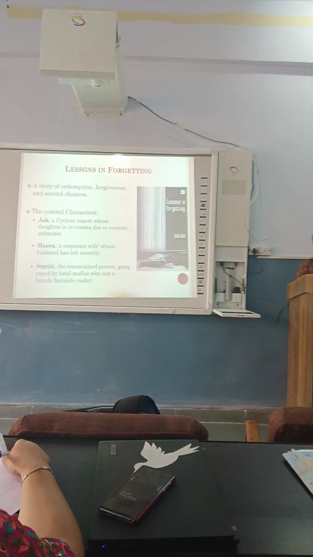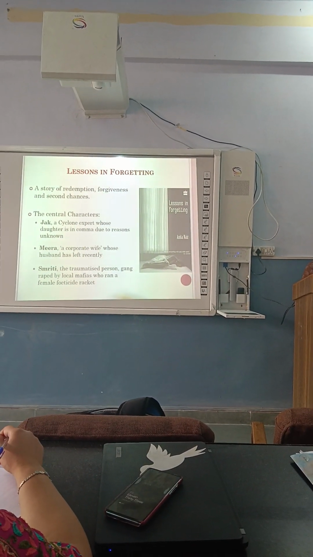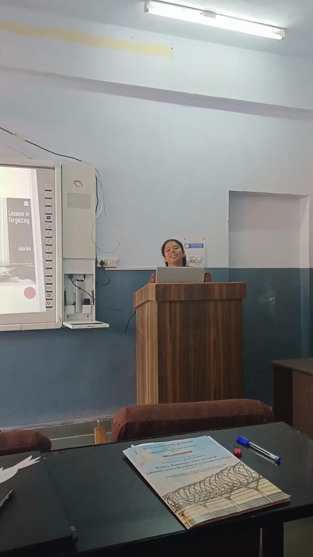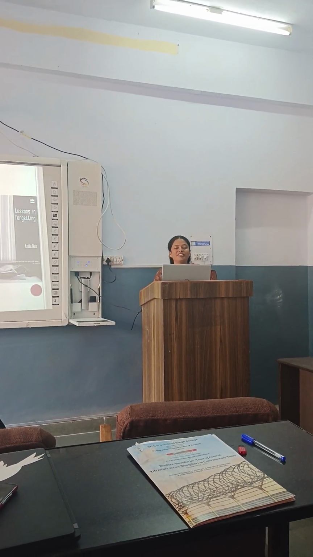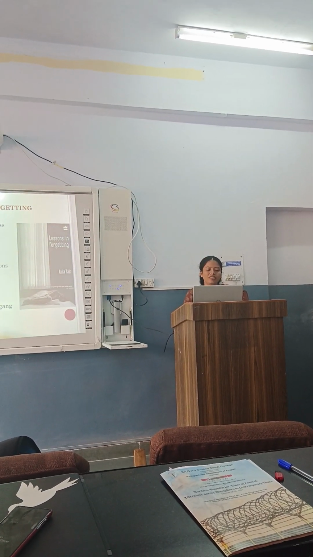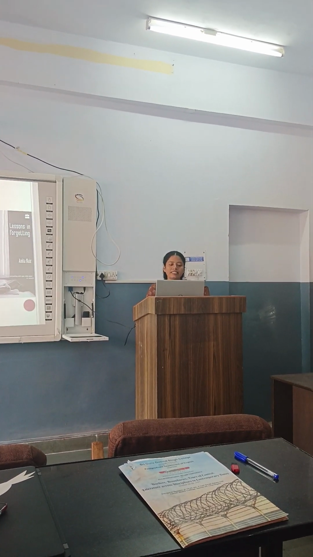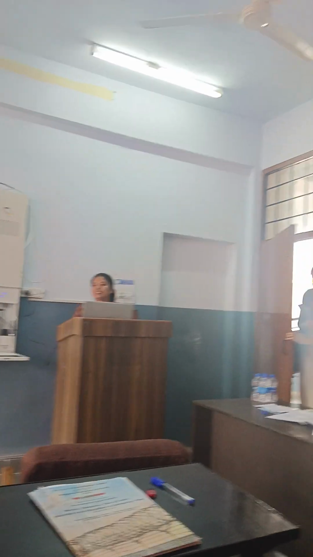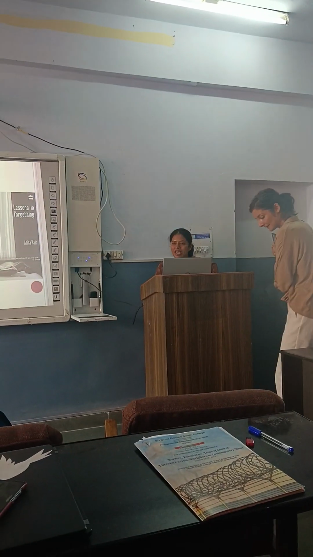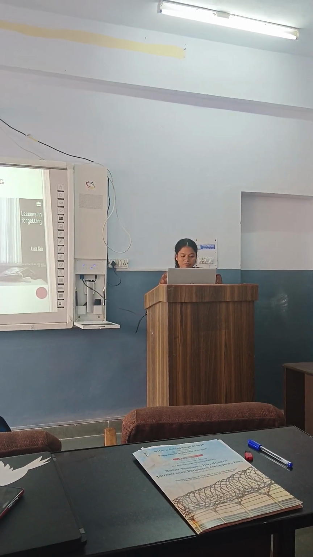Lessons in Forgetting, as is written on the back of the book, is a story of redemption, forgiveness, and second chances. There are 2 central characters, 2 major characters in the novel. Jack, who is a cyclone expert, whose daughter is in a coma due to reasons which are not known. The whole novel is spent by Jack, the father, finding out what actually happened to her.